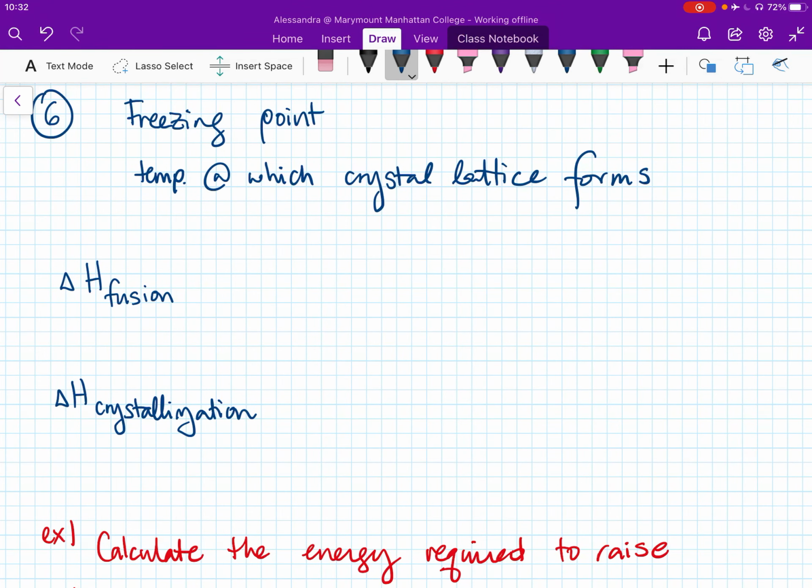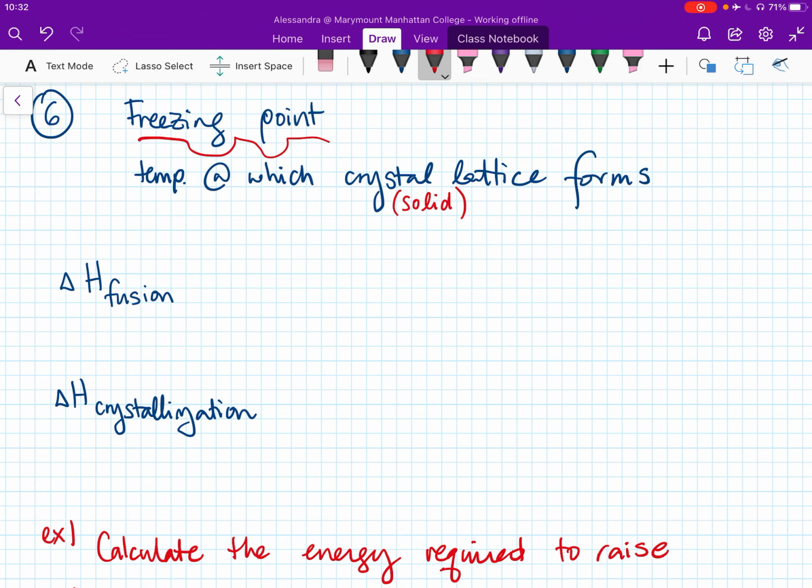All right. This lecture will cover the sixth and last property of the liquid state that we're going to talk about, which is freezing point. So freezing point, as the name suggests, is the temperature at which a crystal lattice forms. A crystal lattice is, of course, the solid structure associated with whatever compound that you're talking about.